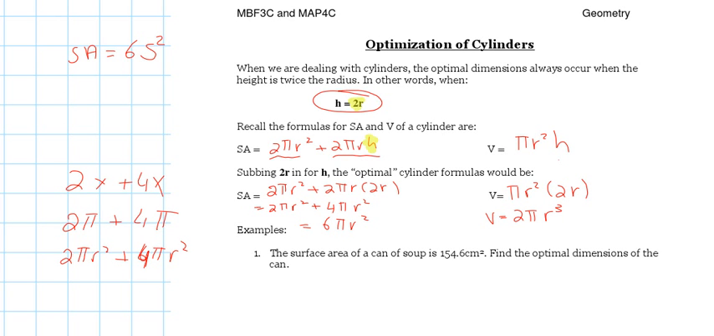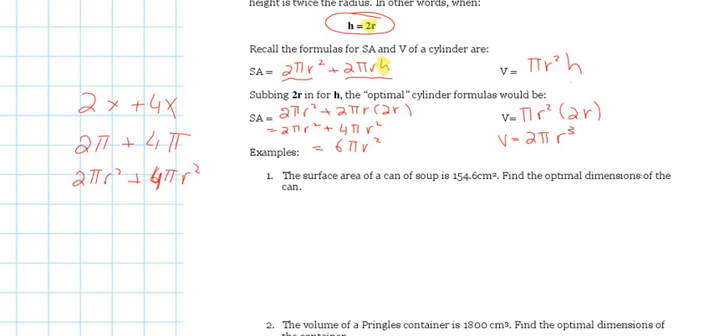So, here's an optimization question. The surface area of a can of soup is 154.6 centimeters squared. Find the optimal dimensions of the can. So what formula do I start with? 6 pi r squared. That's right, because I know the surface area. The surface area is given, so I have to start with SA equals 6 pi r squared. I'm looking for the optimal dimension, so I will change SA to 154.6.